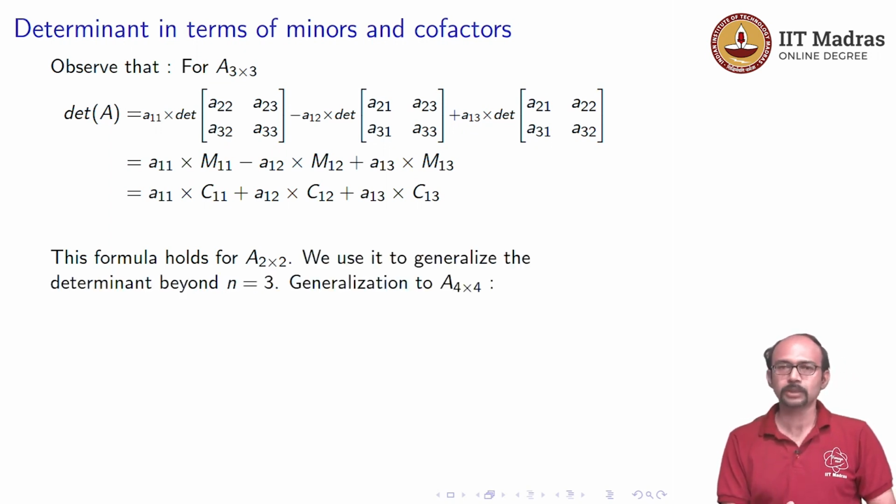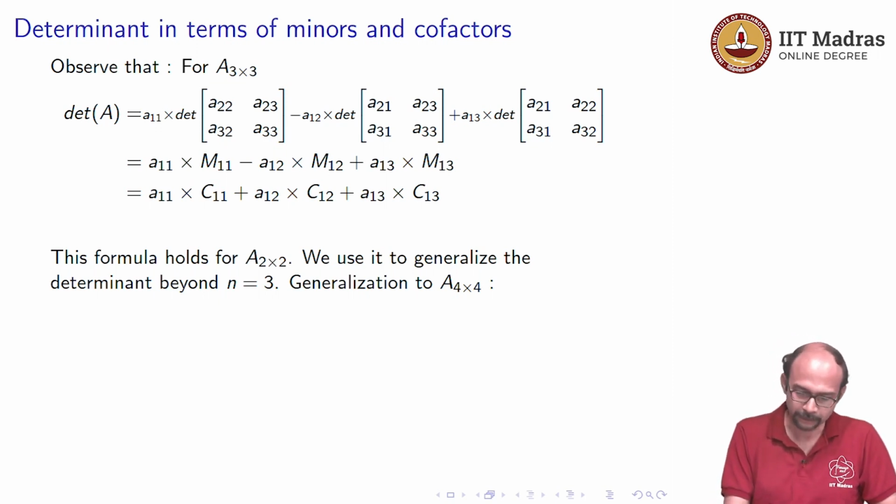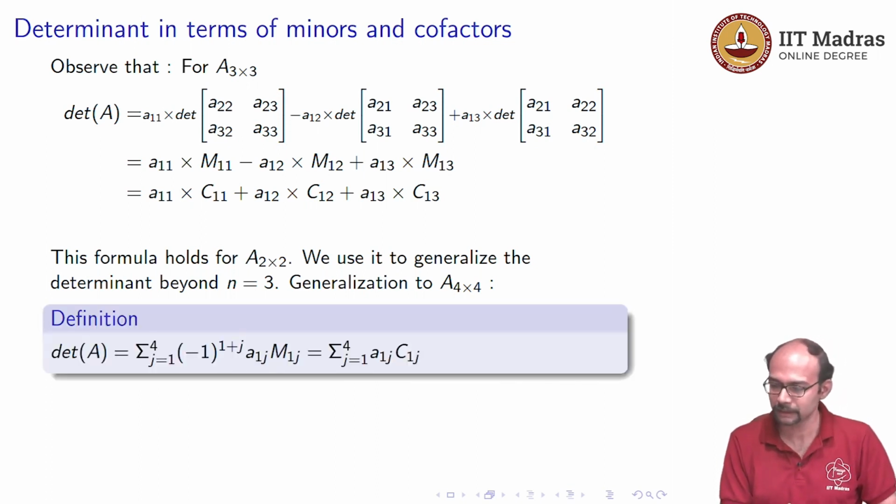So, now we can use this to generalize beyond n is 3. Let us generalize this to a 4 by 4 matrix. Suppose you have a 4 by 4 matrix, then how do we define the determinant? The determinant, by expansion along the first row, is the sum of minus 1 to the power 1 plus j, because we have the first row here, a1j times M1j. This is exactly the expression that we have up here.